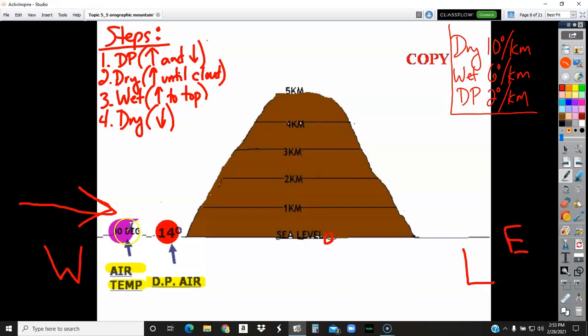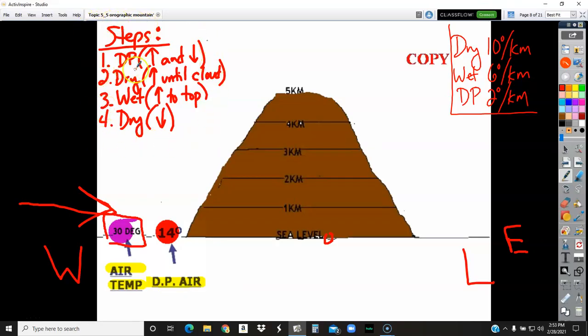Okay. They have to give you these two numbers. So you have to know what is the air temperature at the base of the mountain, and this is in Celsius. You can see it's a warm day. It's 30 degrees Celsius. And the dew point temperature is 14 degrees. And then these are the steps that you go through to figure out where the cloud's going to form.